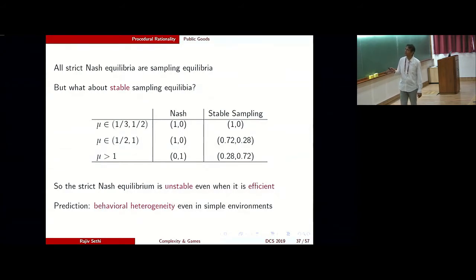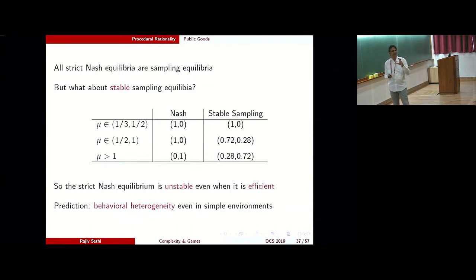Sampling equilibrium matches Nash if mu is small. Even though it is still efficient to contribute, sampling equilibrium does not give you contribution. So these two things give you the same prediction if mu is in this range. But if mu is in this range, Nash still says don't contribute. Sampling gives you a mixture, just like we saw yesterday in that 3-action game, except that this is two actions but 3 players.